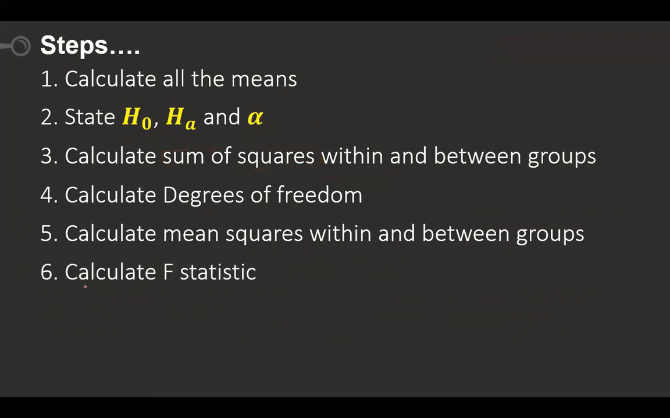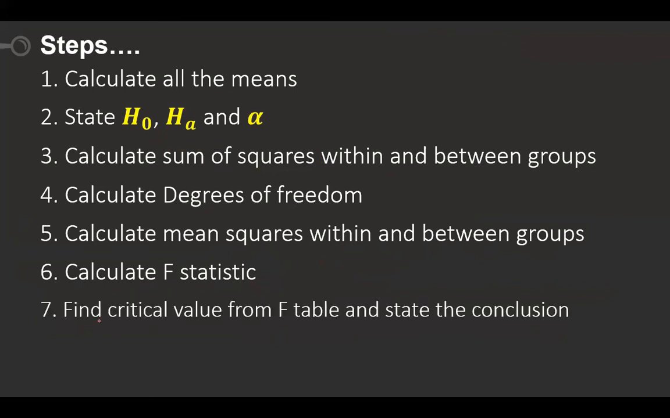Then the last step is to calculate the F statistic. Once it is calculated, I will call it the F calculated value. For your understanding, I'm telling. Now, once everything is found out, find the critical value from the F table and state the conclusion. These are all the 7 steps you have to follow in calculating the ANOVA.